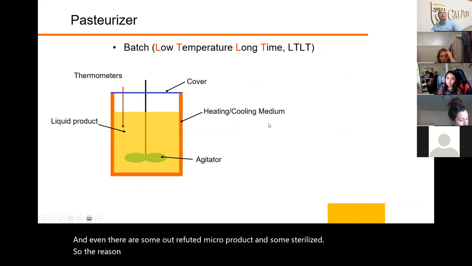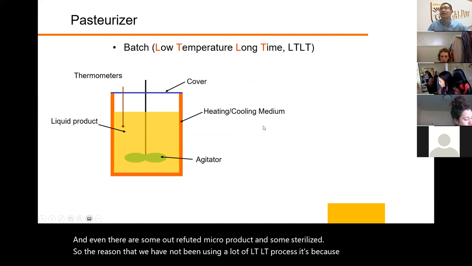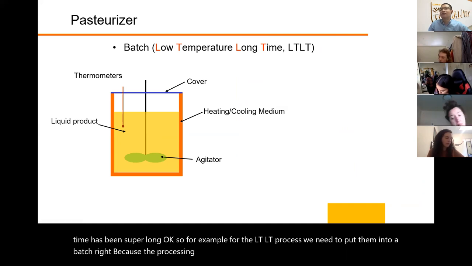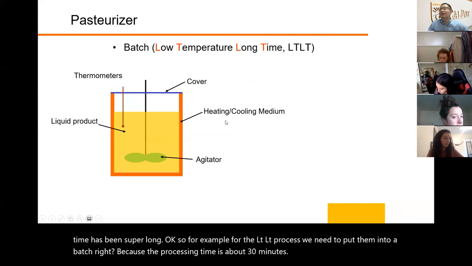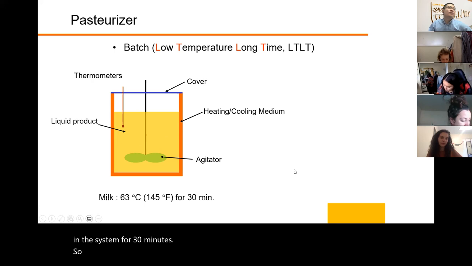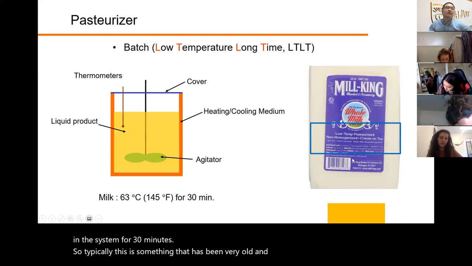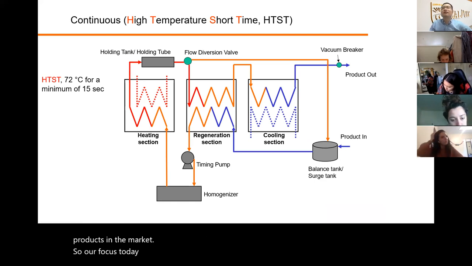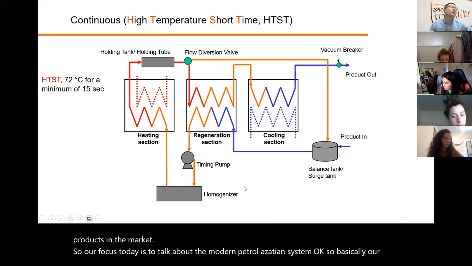So the reason that we have not been using the LTLT process a lot is because the processing time is super long. For example, for the LTLT process, we need to put the milk into a batch, right? Because the processing time is about 30 minutes. It's hard to design a continuous process if we want to hold the food in the system for 30 minutes. So this is something very old, and we cannot really find those products in the market. Okay, so our focus today is the modern pasteurization system, basically the HTST and the UHT process.